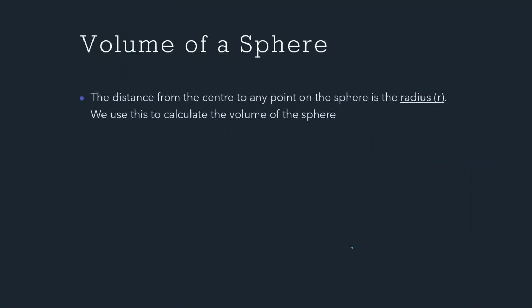So the volume of the sphere, again, with the sphere, we know that we are going to be having a radius, which is basically the distance from the center of the sphere to any point on the sphere. So to calculate the volume of the sphere, we are simply going to take 4 times pi times the radius cubed. And what the radius cubed means, just so everyone's clear on this, is radius times radius times radius.